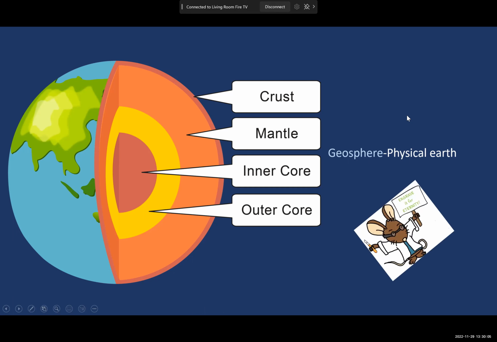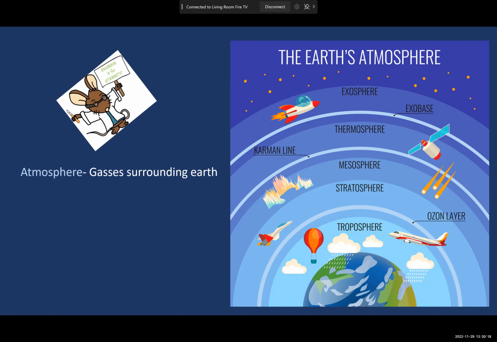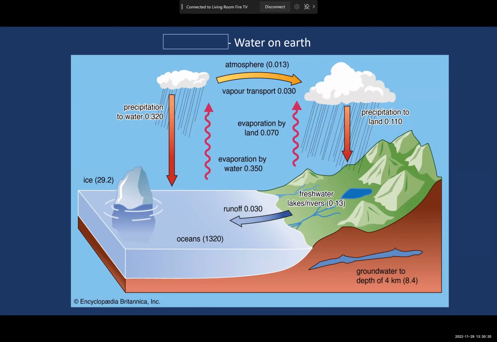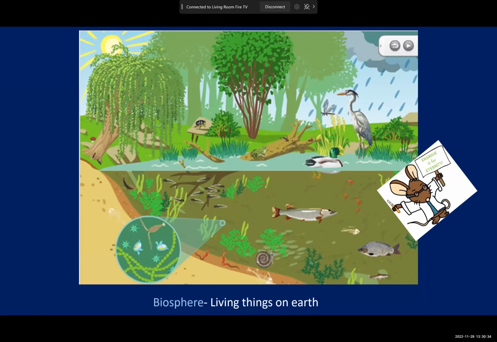And next we have, let's do these next couple. We got 1 minute left. The gases around Earth are the atmosphere. It says it right there. Yep. The water on Earth is the hydrosphere. Very good. And all the living things on Earth: biosphere, you got it. Okay, remember those. They might be on your exam, just saying.